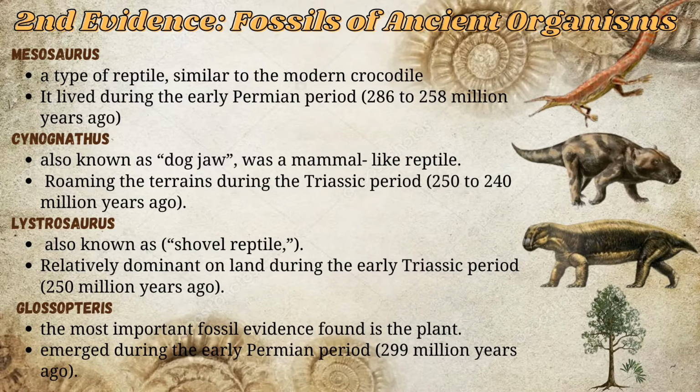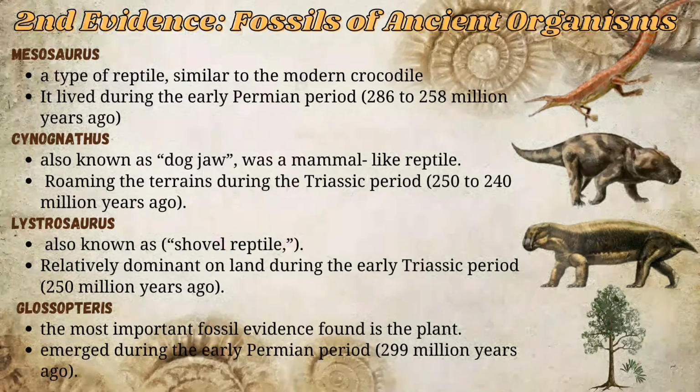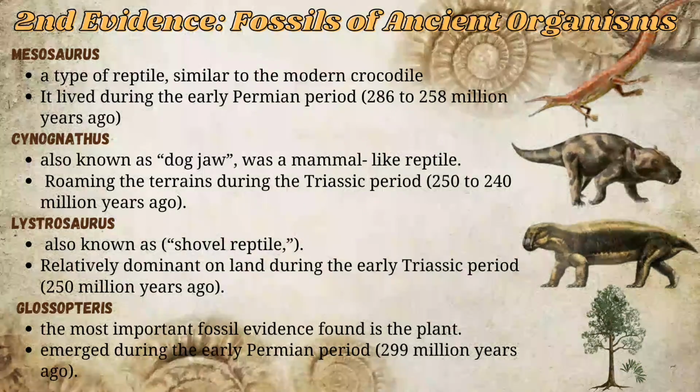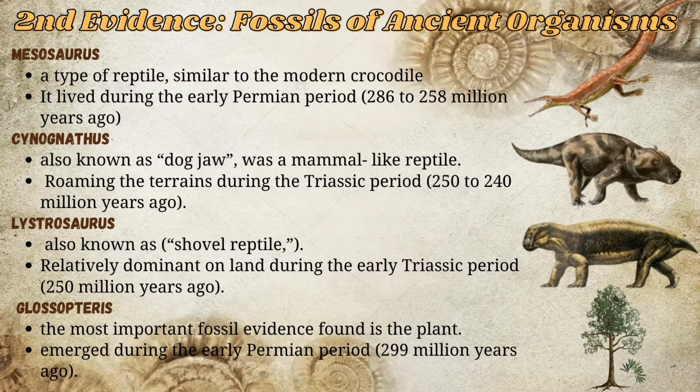Mesosaurus, a type of reptile. Similar to the modern crocodile, it lived during the early Permian period from 286 to 258 million years ago. Cynognathus, also known as dogjaw, was a mammal-like reptile, roaming the terrains during the Triassic period from 250 to 240 million years ago.